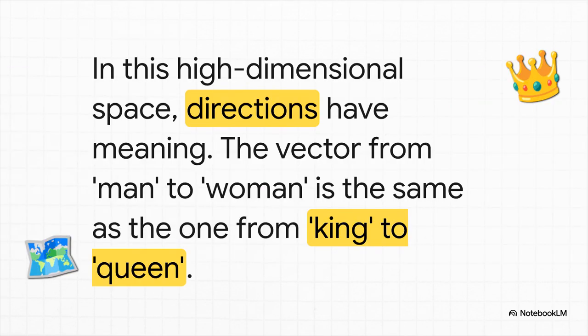And here's where it gets really cool. These coordinates, these vectors, they aren't just random. The model learns to arrange them in a very specific way so that directions in this space actually represent relationships. The math it takes to get from the vector for man to woman is the exact same math it takes to get from king to queen. It actually learns concepts like gender, or verb tense, or even capital cities as literal directions in space.